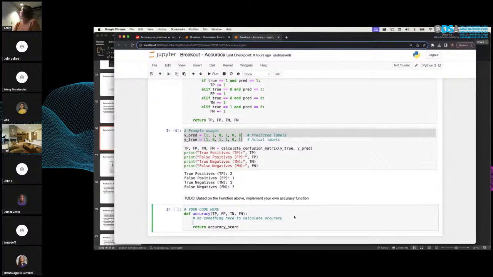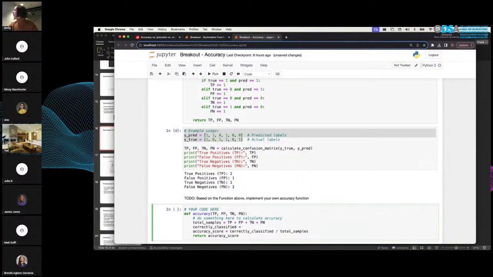All right, let's talk about it. How did you guys implement your accuracy function? The total samples added together, and I divided the correctly classified by the total samples. Then you call the accuracy score equals correctly classified divided by total, something like that.